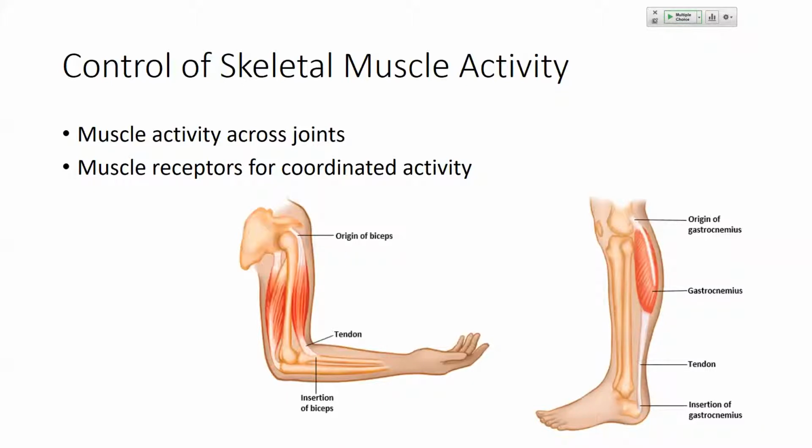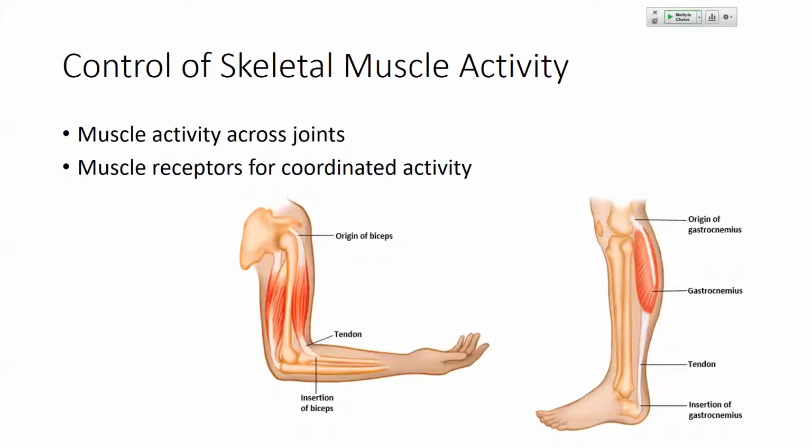Come on, we did the upper limb muscles. What's one muscle that acts across the elbow joint? What's the chief flexor of the arm? The biceps brachii. Good.